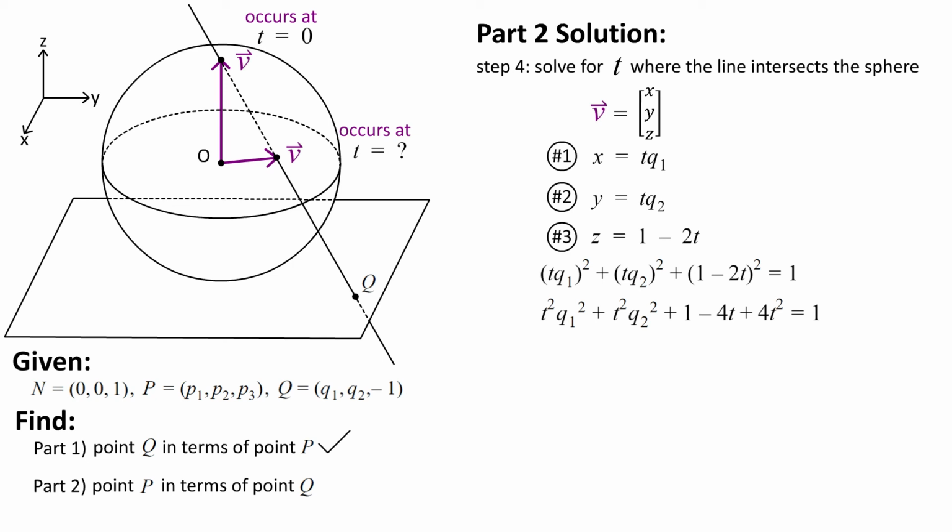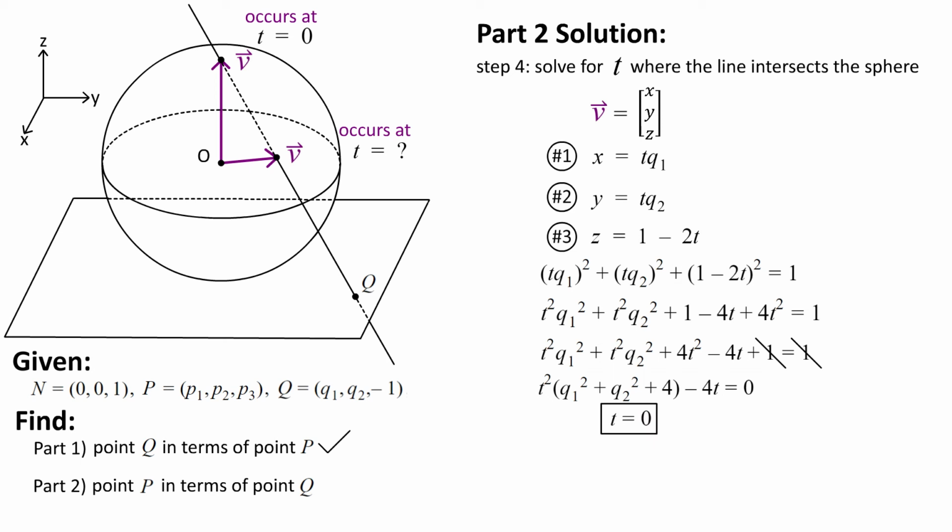Getting all the t squared terms on the left hand side, we now have t squared q1 squared plus t squared q2 squared plus 4t squared minus 4t plus 1 equals 1. Canceling out the 1's and factoring out the t squared gives us that t squared times (q1 squared plus q2 squared plus 4) minus 4t equals 0. At this point, it's easy to see that t equals 0 is a solution, as expected.